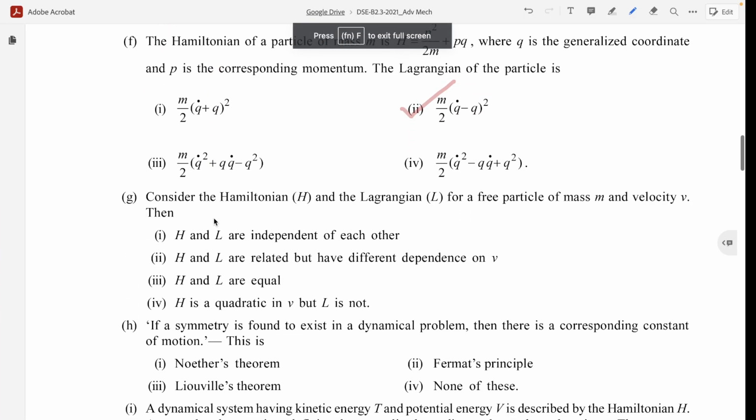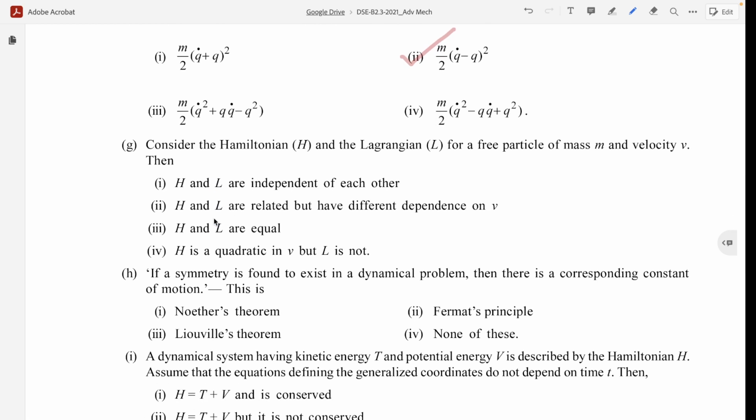Next question G. Consider the Hamiltonian H and the Lagrangian L for a free particle of mass m and velocity v. Then the answer, option 3, is that H and L are equal.